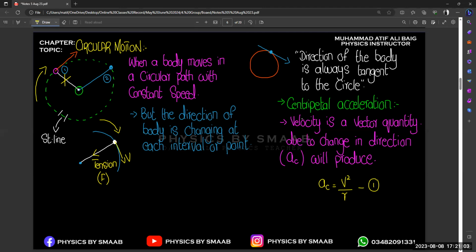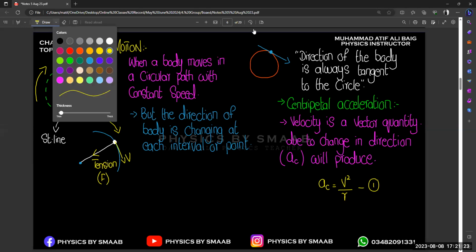And why are we using v squared in the concept? We know that we are using a single body, and when we talk about a single body, we always discuss that there will be a single velocity of that body, right? So why do we use v squared in the formula of centripetal acceleration? Any idea?